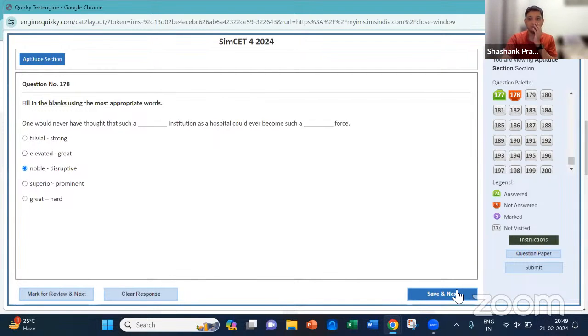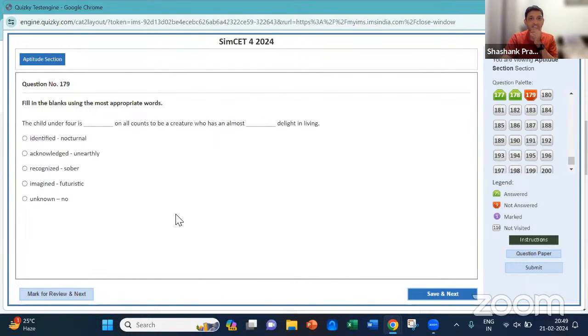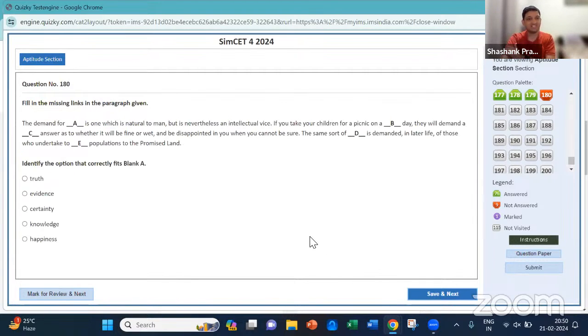I think this is. The child under 4 is dash on all counts to be a creature who has an almost dash delight in living. Is identified nocturnal delight in living. Nocturnal क्या होगा? नहीं. Is acknowledged on all counts to be a creature who has an almost unearthly delight in living. Okay, I think it's fine. Recognized as sober delight in living. Sober delight to is an oxymoron, I believe. Futuristic delight क्या होता है? No delight in living. Unknown or all, I think this is fine. Unearthly means like crazy, right?